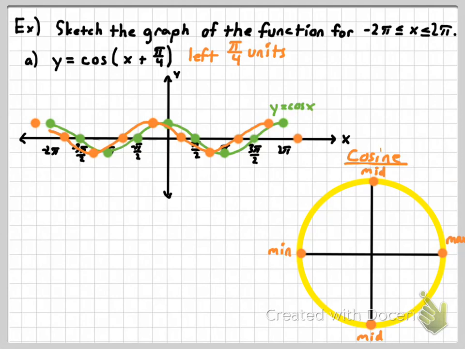Now that's a little too far, a little bit bigger than 2 pi, but what I can do then is draw as much of the graph towards that point as I can until I get to 2 pi. So what's in orange is a graph of y equals cosine of x plus pi over 4. All right, great. You've seen how to translate horizontally.